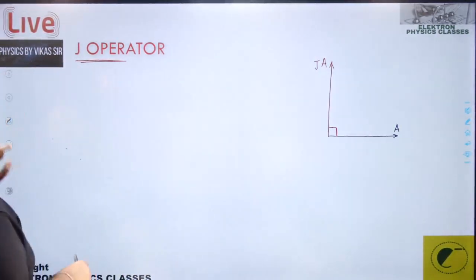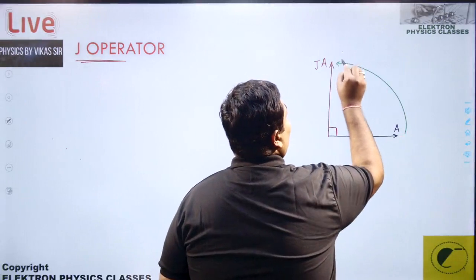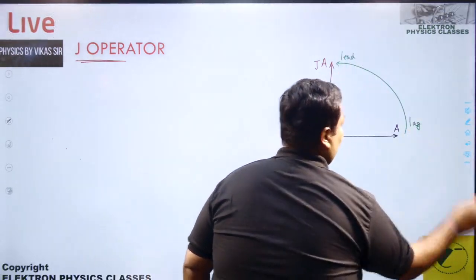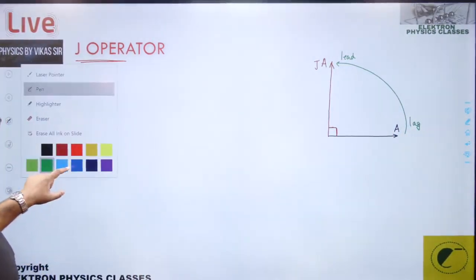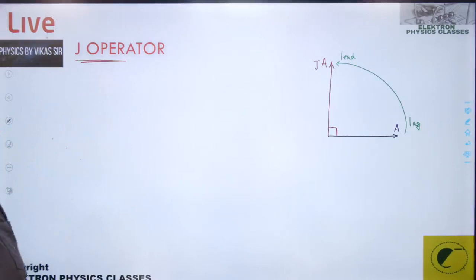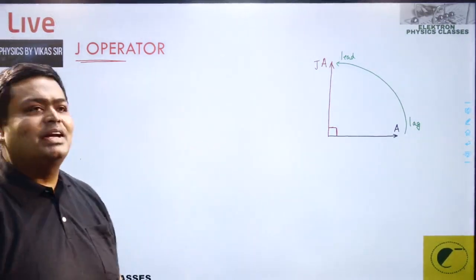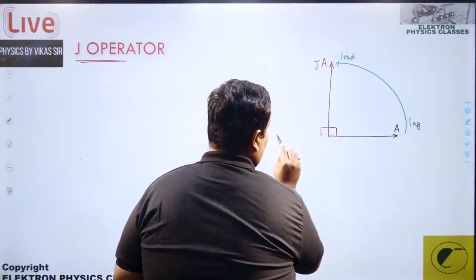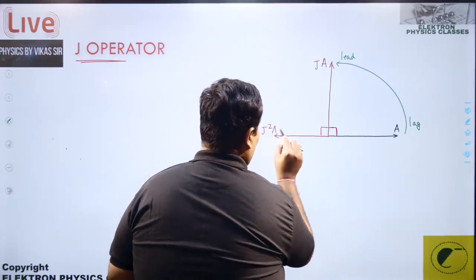Of course you do remember that part, that this is supposed to be lead and this is supposed to be lag. And then you give once again the command, sir, once again J times of this. That becomes J square A. So further it rotates by 90. So now it becomes like this. Now what is it? That is J square A.